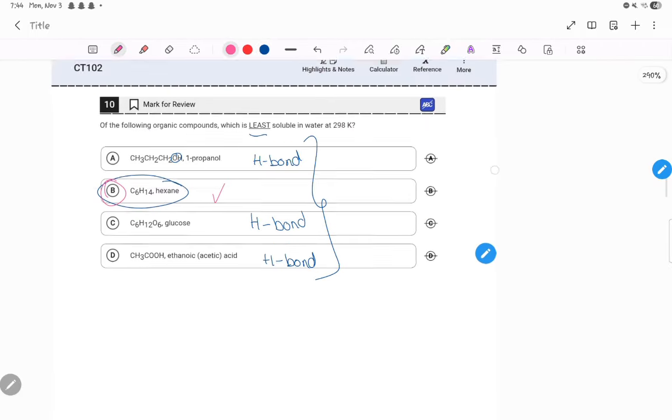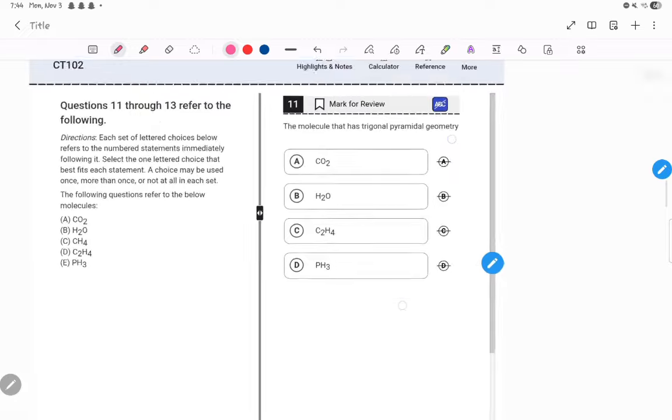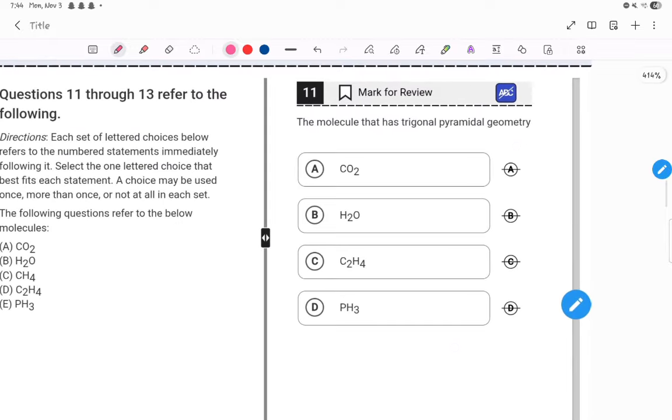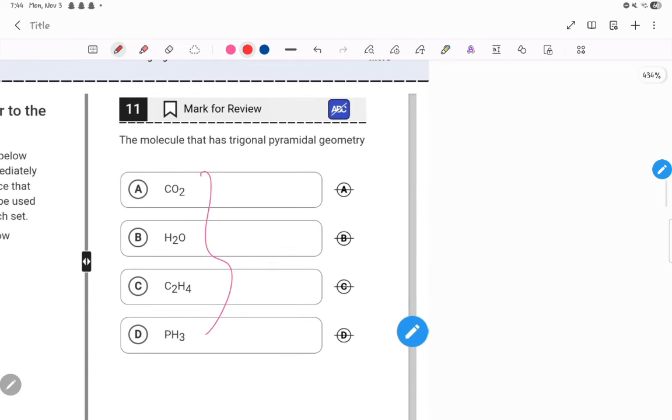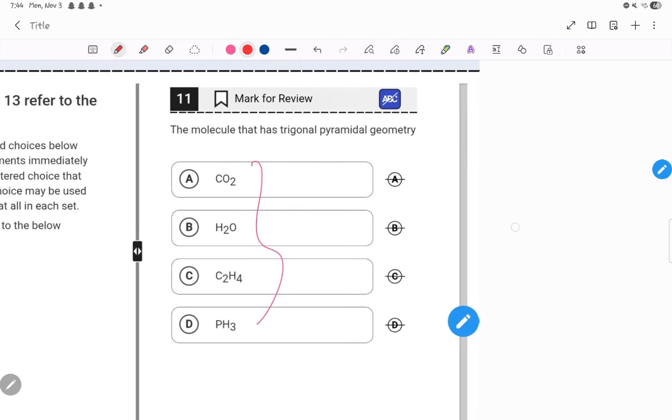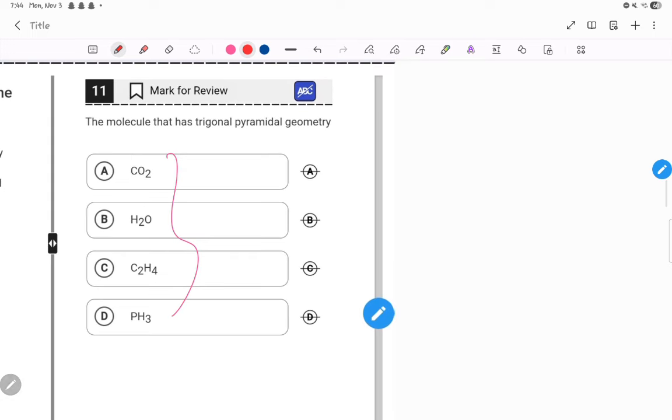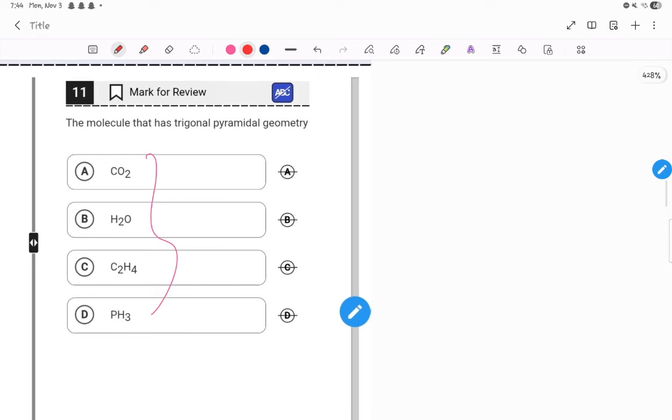We'll move on to questions 11 to 13. They want the molecule out of these options that has a trigonal pyramidal geometry, okay? Because 11, 12, and 13 need the same structures, I'm going to draw them once and we will use them always. So carbon dioxide. Okay, I'm just going to draw them very quickly so we don't waste any time. So this is CO2. This is H2O.